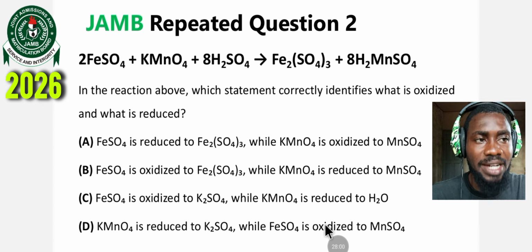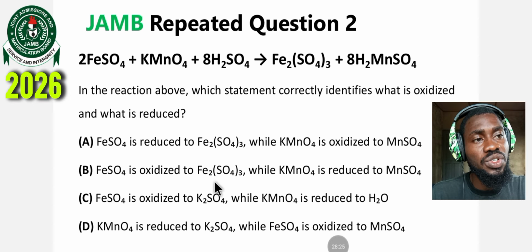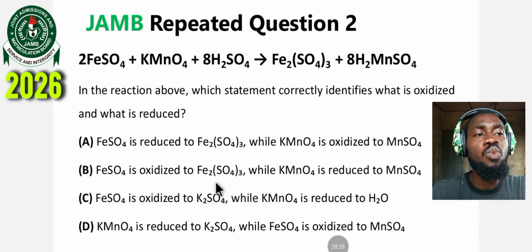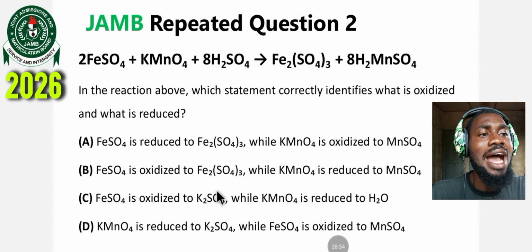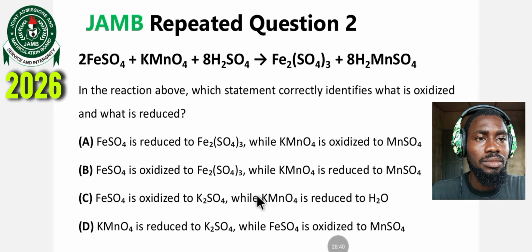What's the answer? So before answering this question, we have to understand what oxidation and reduction is. Understand what a redox reaction is. Understand what an oxidizing agent and a reducing agent is. Not only understanding them, but how to identify them in a chemical equation.